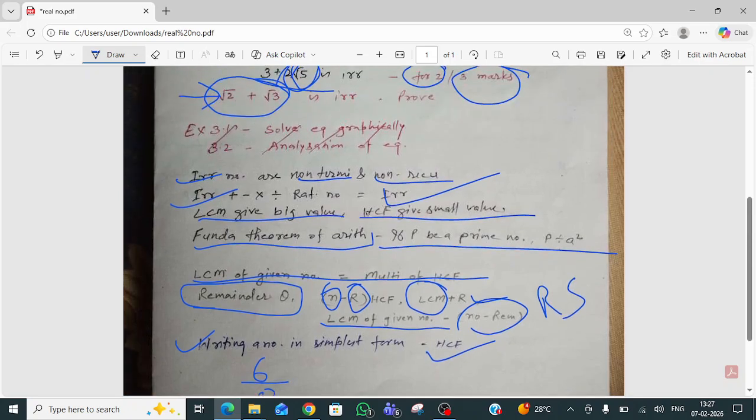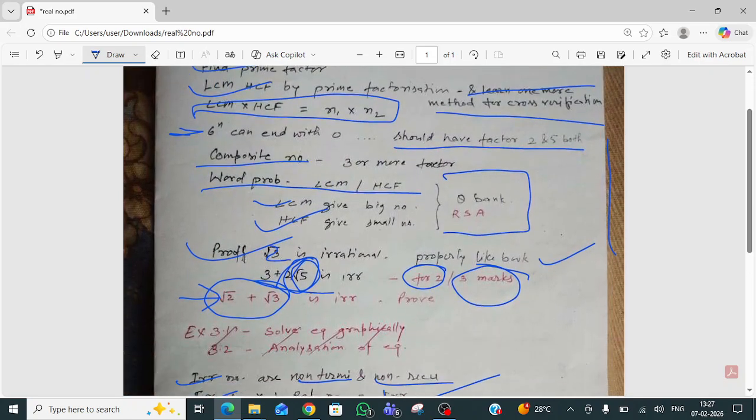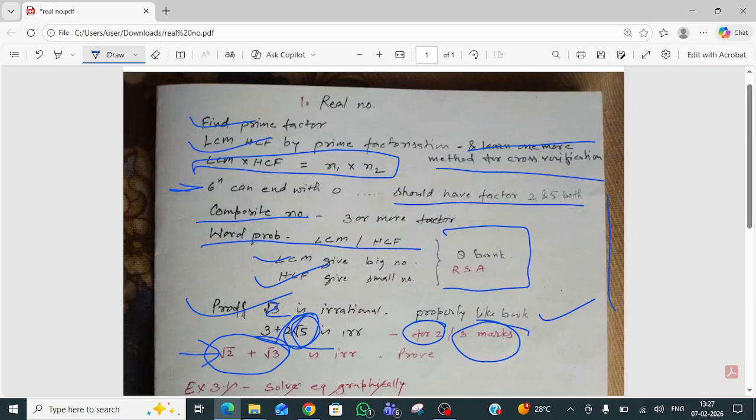So that's all about our syllabus. Now, if I'm discussing the textbook, the textbook has very few questions. In your first exercise, 7 questions, second exercise, 3 questions, and 6, 7 examples. Hardly 20 questions are there. And after practicing 20 questions, you can't expect to score 5 marks in the exam.